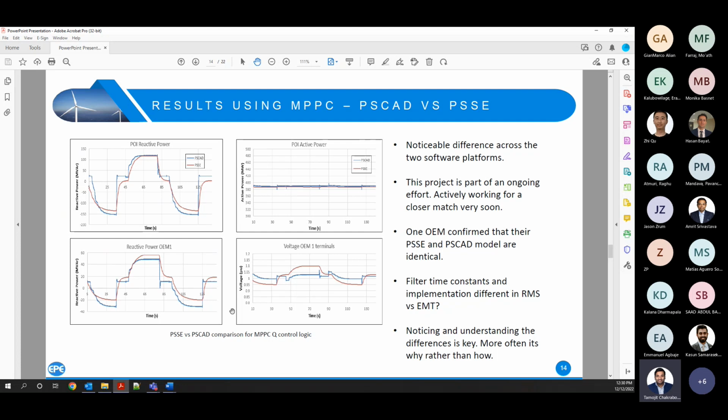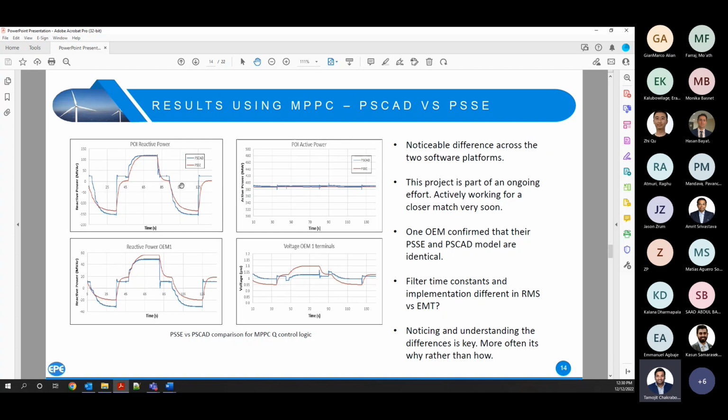At first glance, as everyone can see, this is probably not a very good benchmarking per se, but here, as you can see, blue is PSCAD and red is PSS/E, and I've plotted the reactive power and voltage from one particular OEM, and the point of interconnection reactive power and active power.